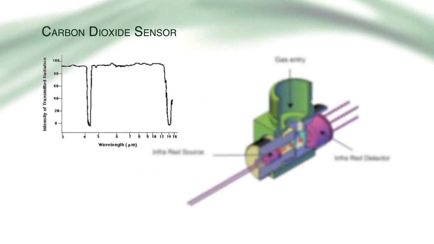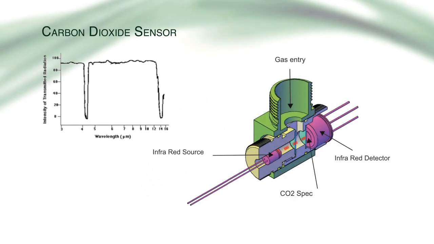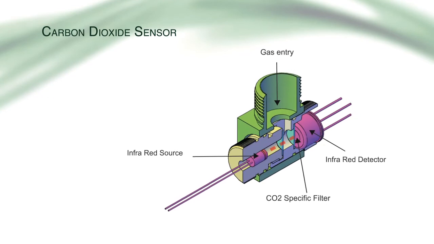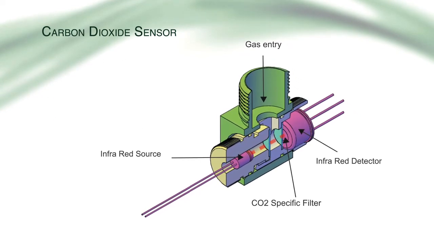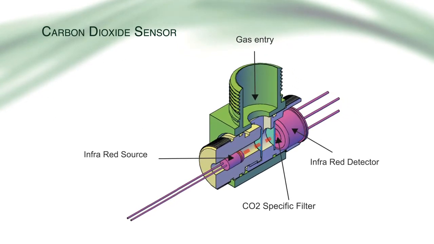We place a CO2-specific optical filter in front of the infrared detector, which only allows infrared light of the same wavelength as that absorbed by carbon dioxide to reach the detector. As a result, in the presence of no carbon dioxide, 100% of the infrared light reaches the detector.